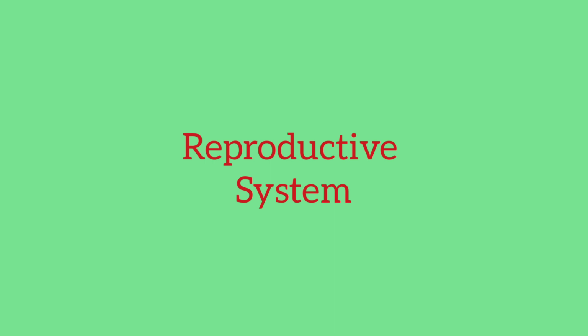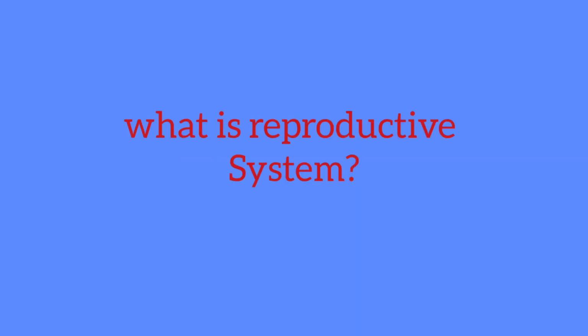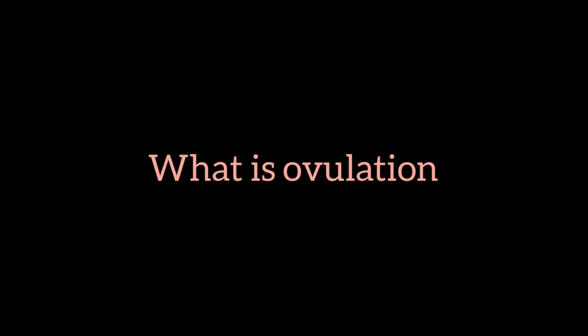Today we are going to discuss the reproductive system. First, what is the reproductive system? The reproductive system or genital system is the sex organs within an organism which work together for the purpose of sexual reproduction. Okay. Next, what is ovulation?